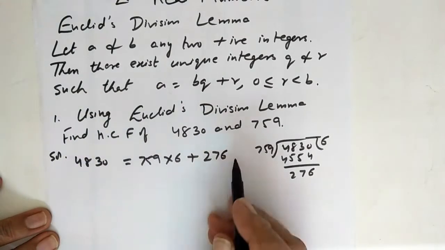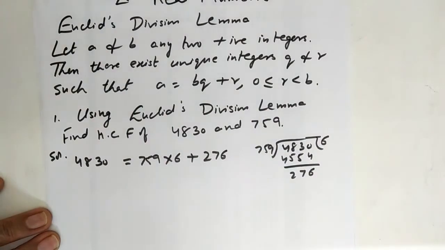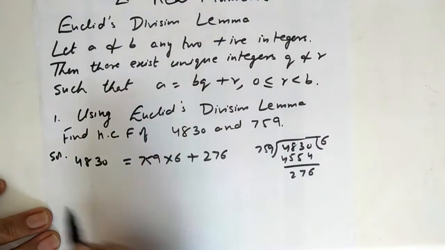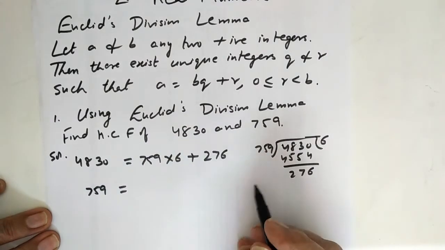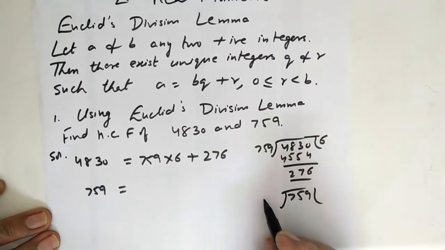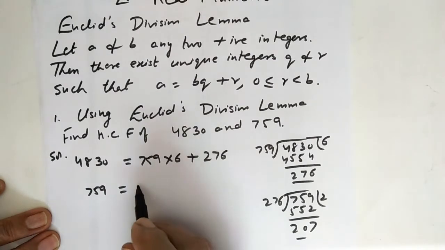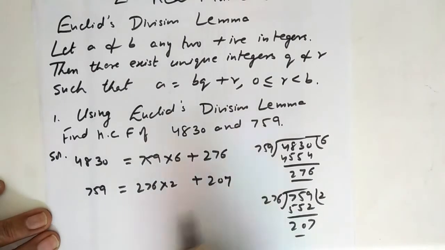Again, using the same division lemma, 759 is equal to, you divide 759 by 276. It is divisible by 2. This is 552, and the remainder is 207. You can write it as 276 into 2 plus 207.